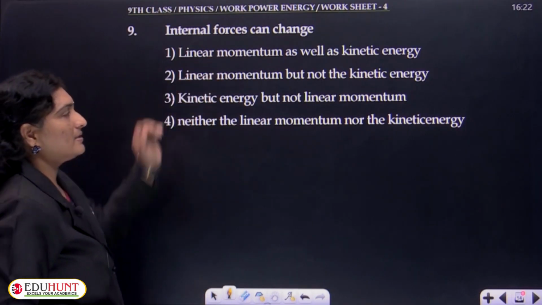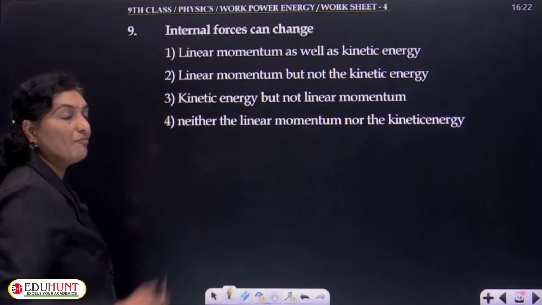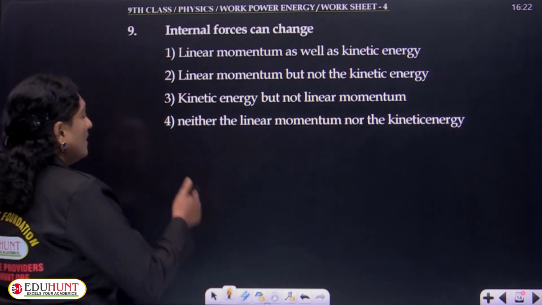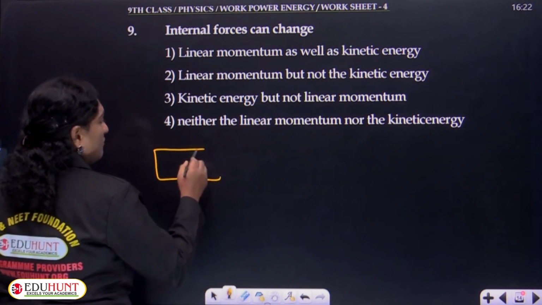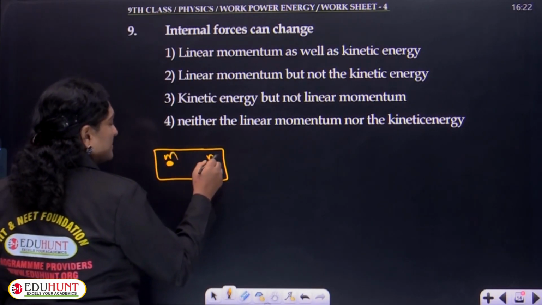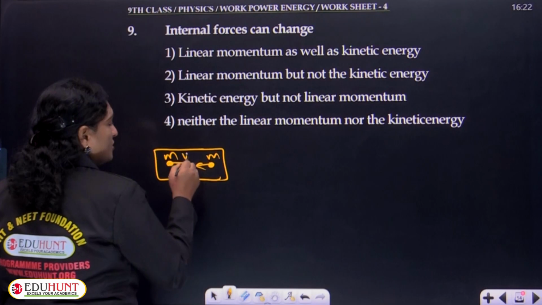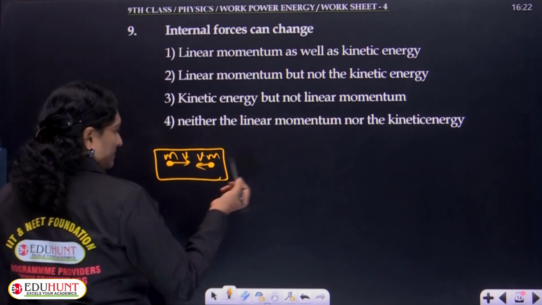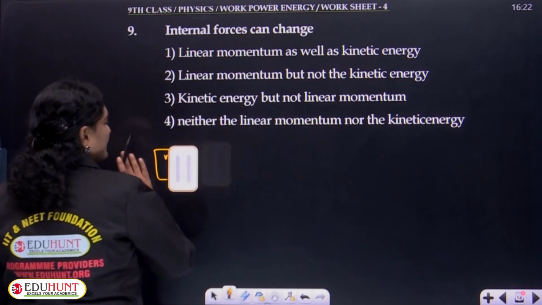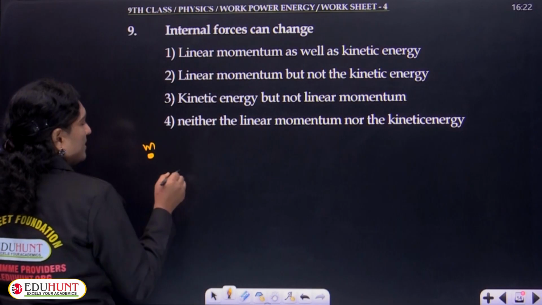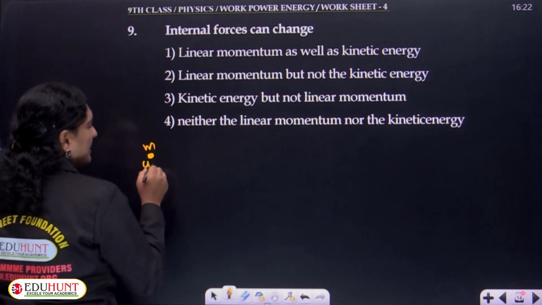So for the linear momentum of a system of particles, if you consider two particles having equal masses moving in opposite directions with velocity v, we concluded that the total momentum is zero. Instead of that, what we consider here is a body of mass m initially at rest.